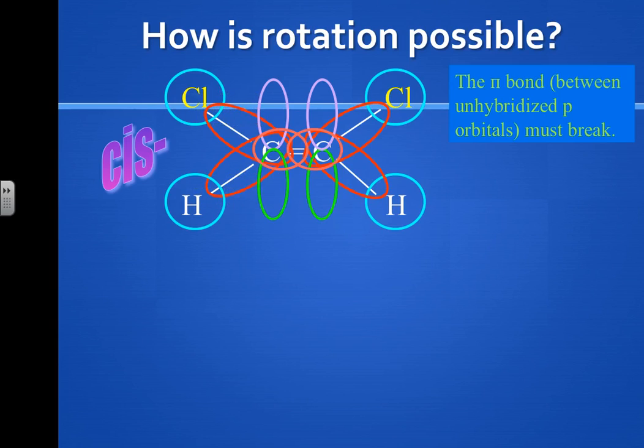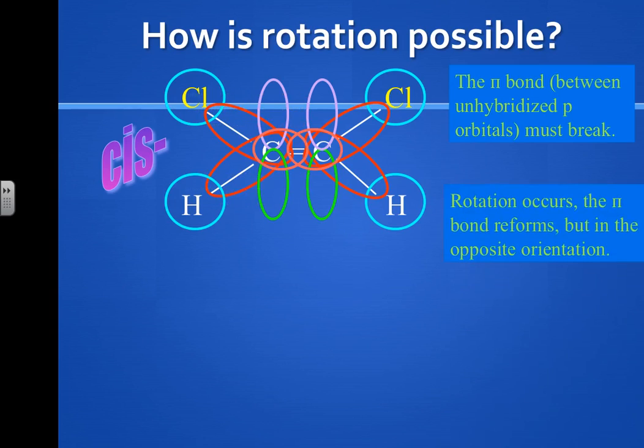It broke. Want to see it again? Okay, good. Ooh, it broke. Good. All right. So rotation is now possible because there's no attraction in between. So rotation occurs and the pi bond will reform, but usually in the opposite orientation.